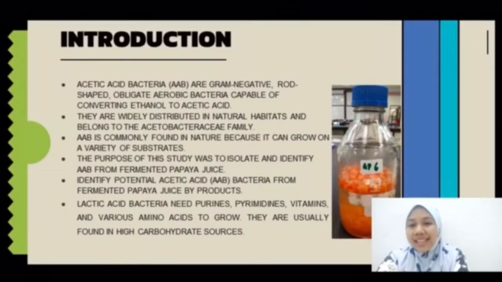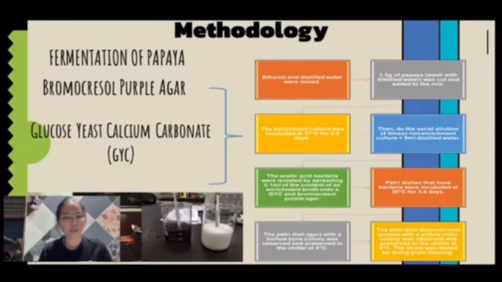Introduction. Acetic acid bacteria, AAB, are gram-negative, rod-shaped, aerobic bacteria capable of converting ethanol to acetic acid. AAB is commonly found in nature because it can grow on a variety of substrates. The purpose of this study was to investigate the methodology of fermentation of papaya.